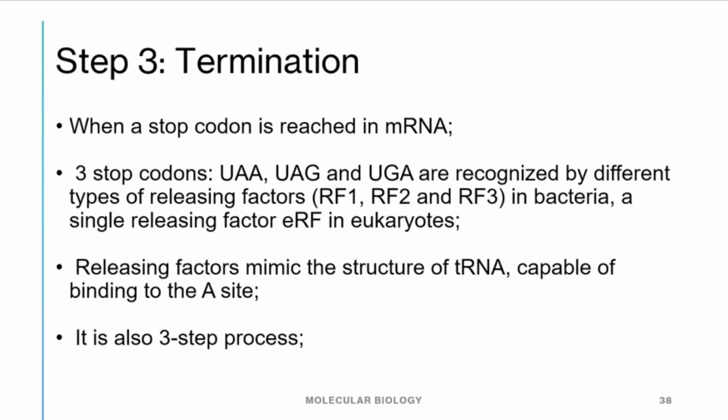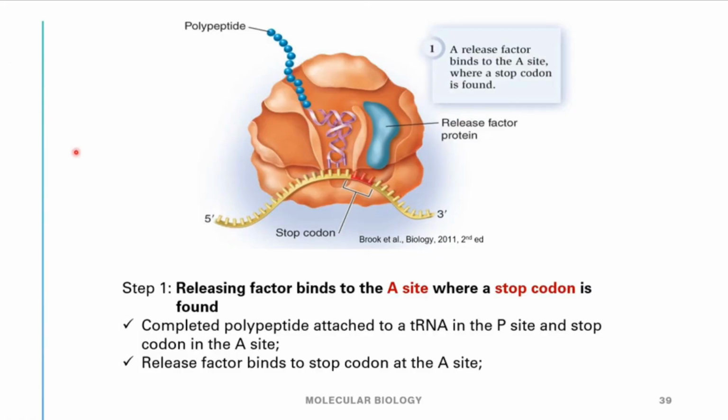So regardless of the kind of releasing factor that we're talking about, they all mimic the structure of a tRNA, and therefore they can actually enter the A site of the ribosome. And once they enter, we go through a 3-step process to stop the translation process. Step 1 of the termination is the binding of the releasing factor at the A site.